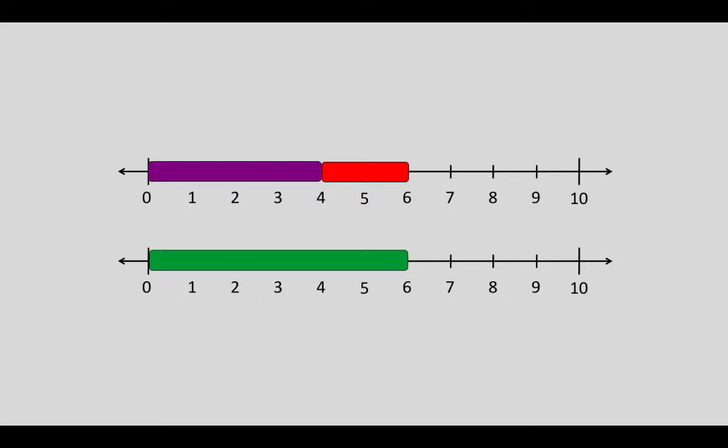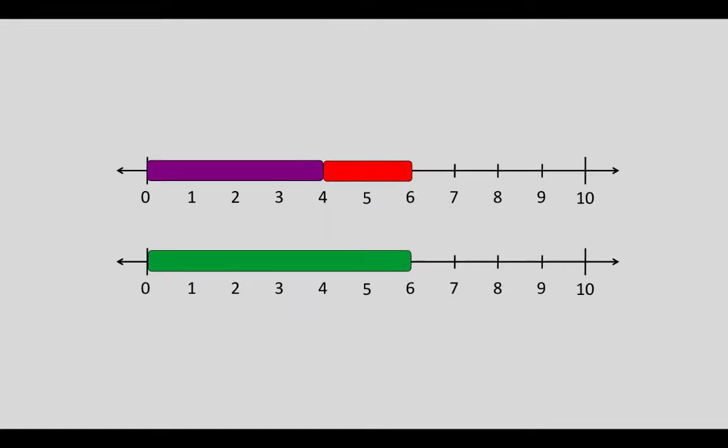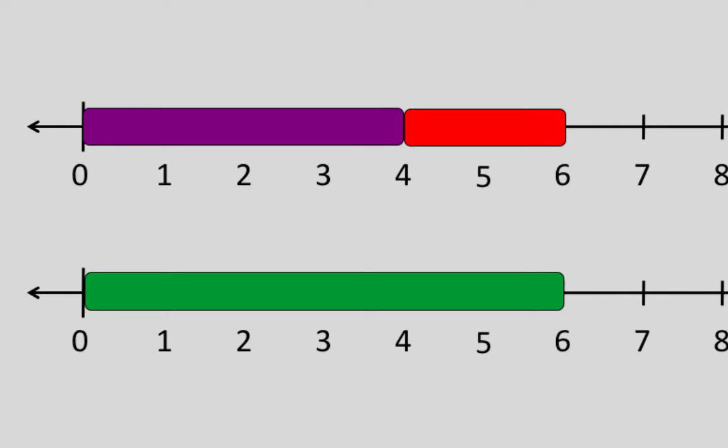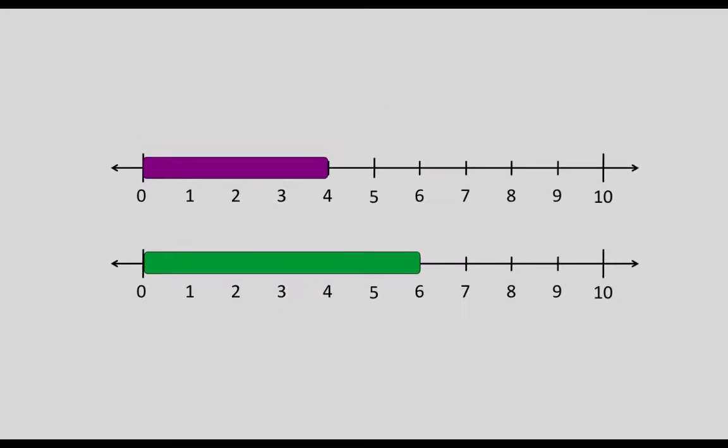Distance also makes it easy to see that addition and subtraction are inverse or opposite operations. We can clearly see that 4 plus 2 equals 6, and 6 minus 2 equals 4.